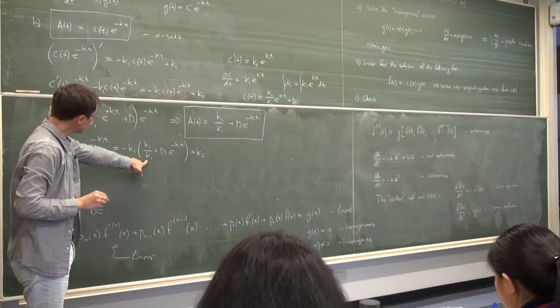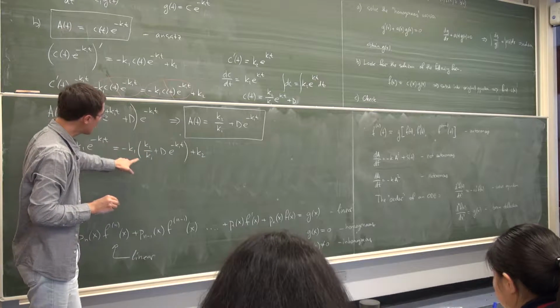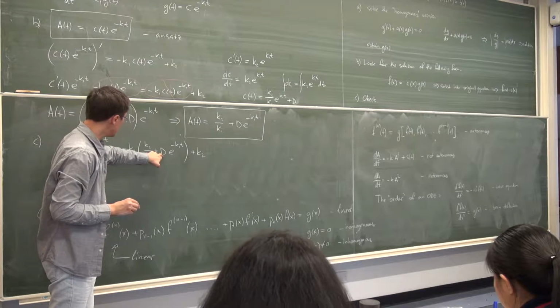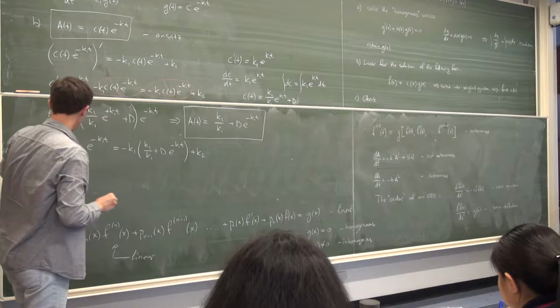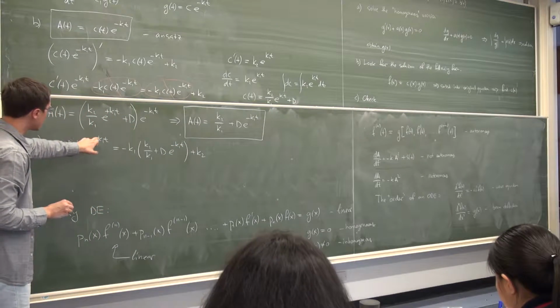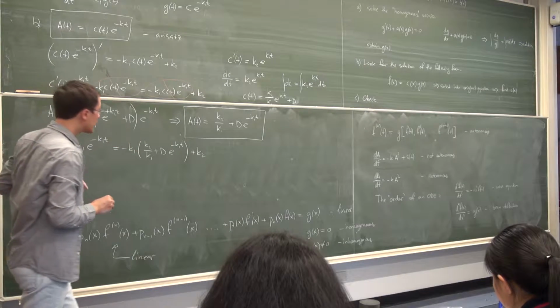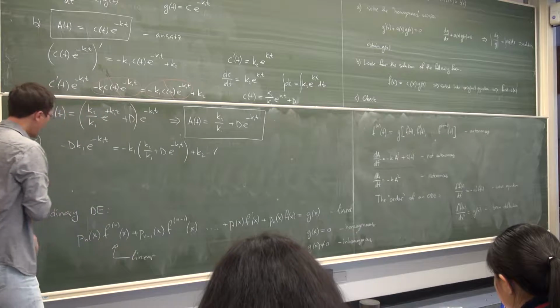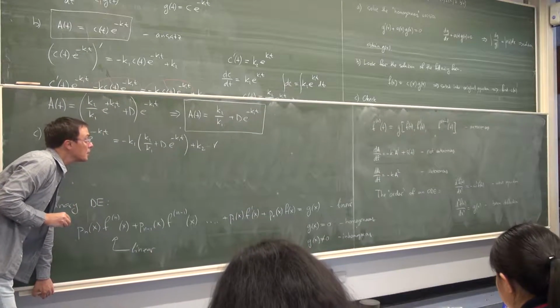K1 will cancel. We are left with minus k2, which will cancel with this. Minus k1 de minus k1t, minus k1 de minus k1t. The left-hand side is equal to the right-hand side, so very good. What about the particular solution?